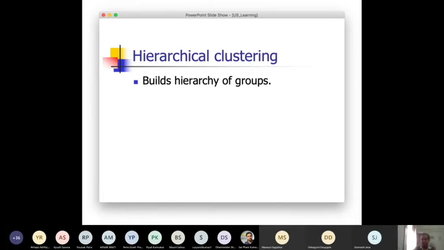Now, this could be done in two steps also. You could get those clusters and then try to find out interrelationships and build a hierarchy. But you can also have algorithms where the clustering itself is developed by building this hierarchy. So you get clusters at different levels of the hierarchy. This type of approach is called hierarchical clustering. As you can see, it builds a hierarchy of groups, and it could be a top-down or bottom-up approach. But I'll discuss the bottom-up approach here because that is more popular.